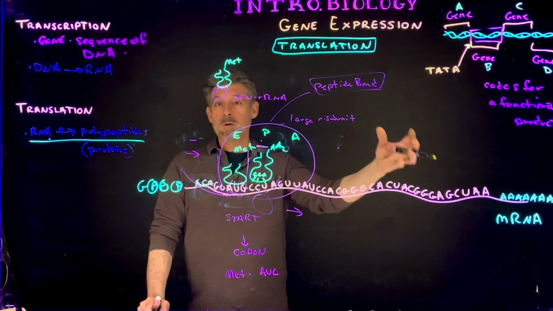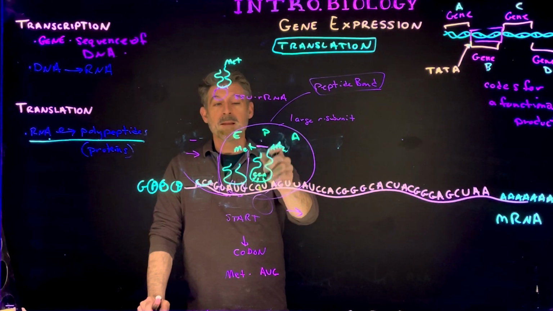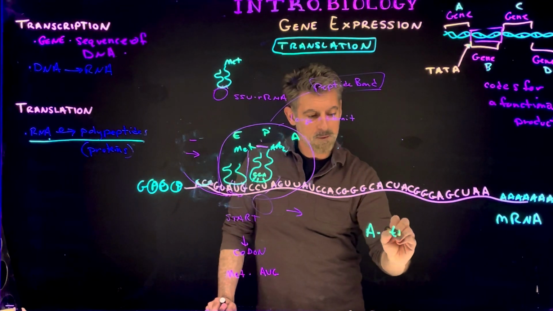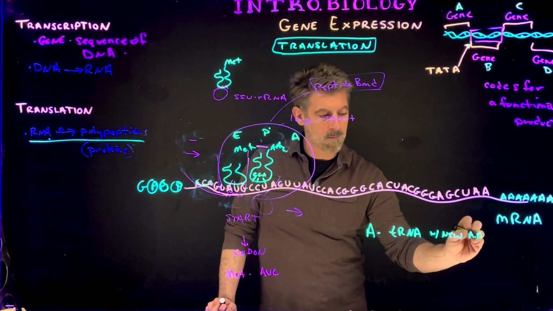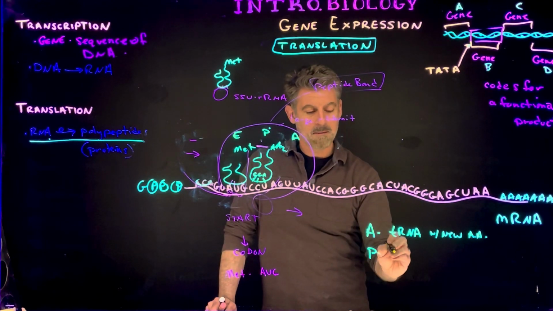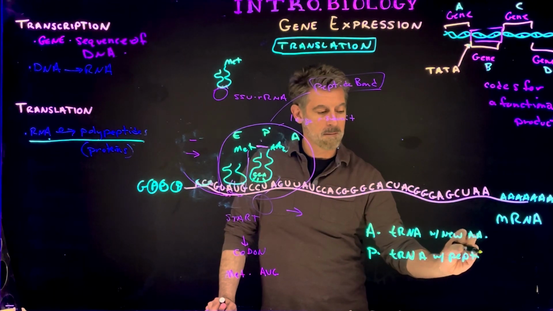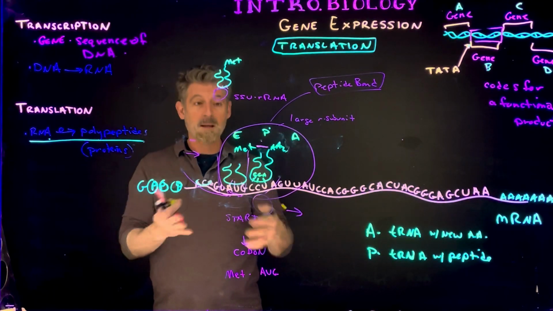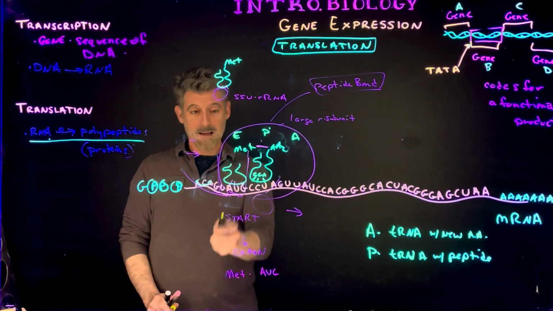Remember, the A site is where new transfer RNAs carrying single amino acids are going to enter, and now it's open and ready. So we have an A site, that's for transfer RNAs with new amino acids. The P site is going to contain transfer RNAs with a peptide. So once we start to add amino acids together, that's a peptide. And as we get many of them, it'll be a polypeptide. That's going to be what we usually find in the P site, a transfer RNA with many amino acids attached to it.